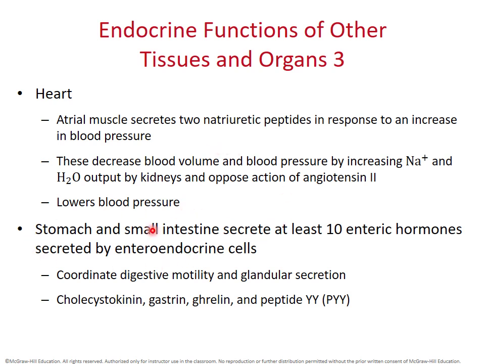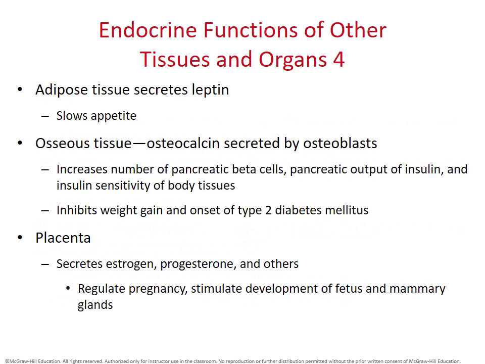And then the stomach and small intestine produce a variety of regulatory hormones that affect the activity of the digestive system. These are things like gastrin, cholecystokinin, secretin, etc. Adipose tissue secretes a chemical known as leptin, which affects hunger. Osteoblasts secrete a hormone that affects pancreas function, and of course the placenta secretes several hormones that regulate and maintain pregnancy.